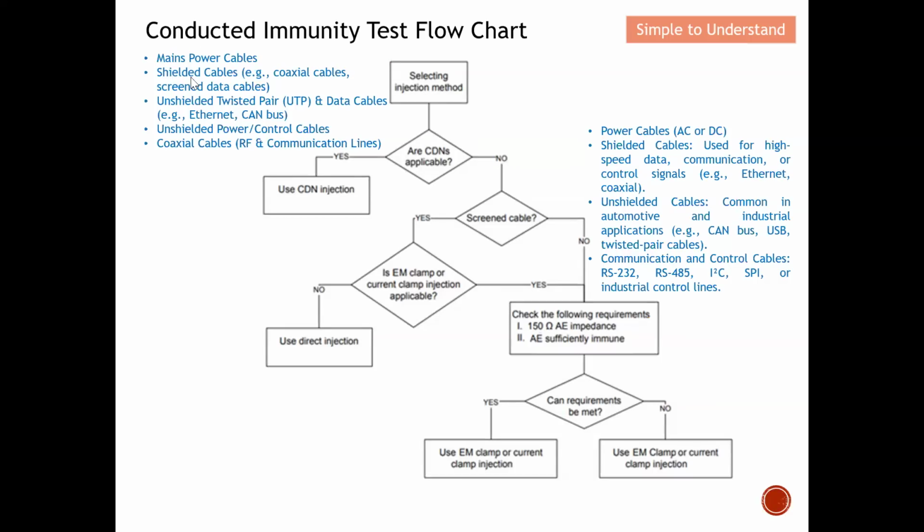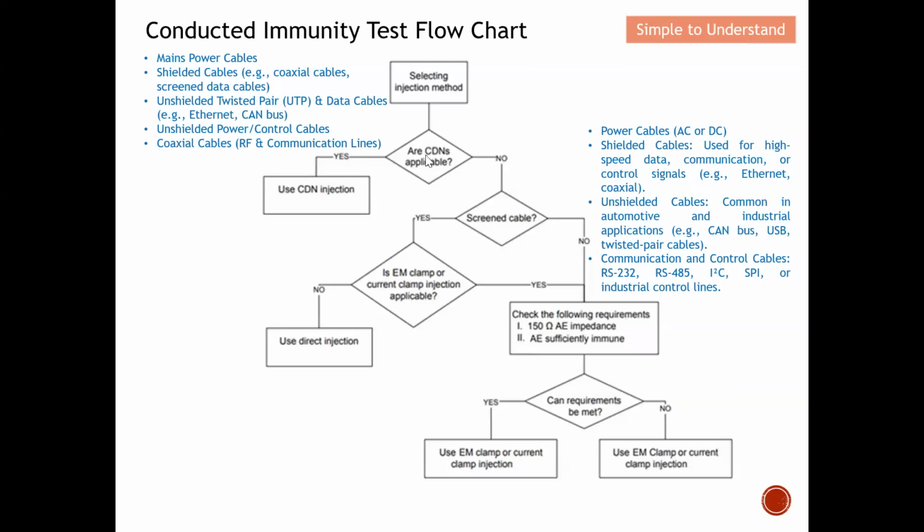And also shielded cable, for example, coaxial cable and some screened data cables, which you can also test using the CDN. Unshielded twisted pair or data cables, for example, Ethernet, CAN bus, etc., you can also consider using a CDN to test. We also have unshielded power cable or control cable. In short, earlier I did mention coaxial cable. For example, we can test the RF cable, and also various forms of communication lines.